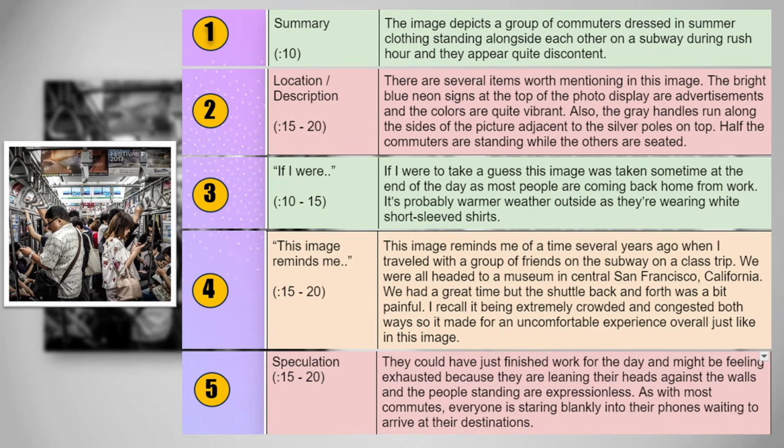And step number 5, speculation. We want to speak between 15 and 20 seconds. Speculation means we're trying to figure out what is happening, what might just have happened, what could be happening. Modal verbs are can, could, will, would, shall, should, may, must, might, and forms of be.